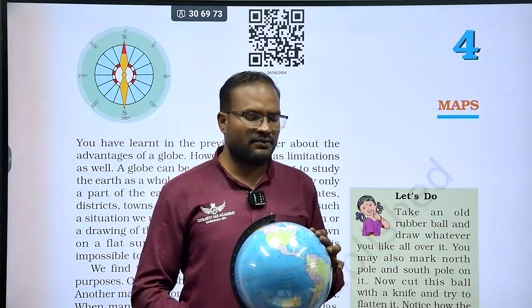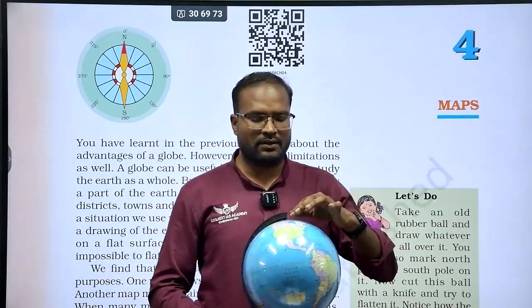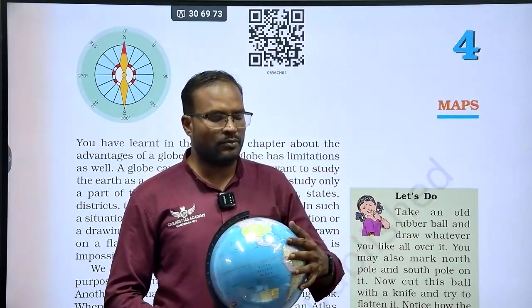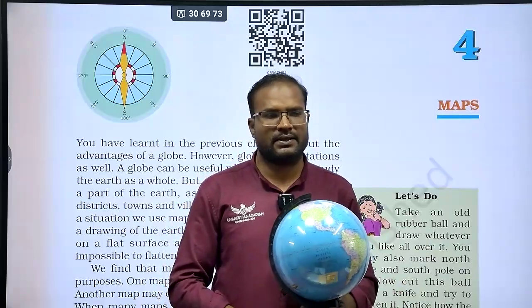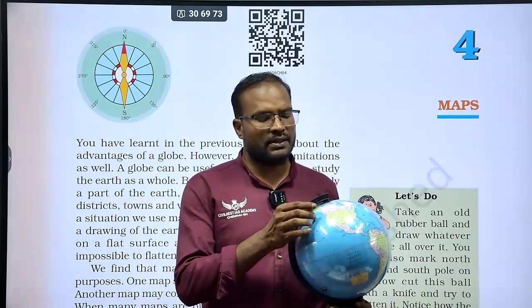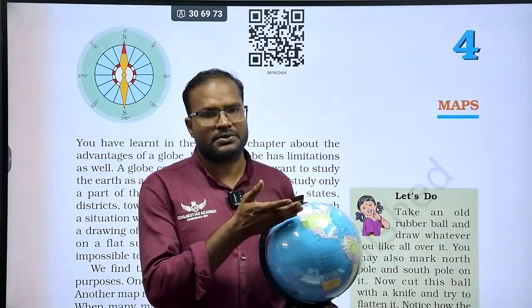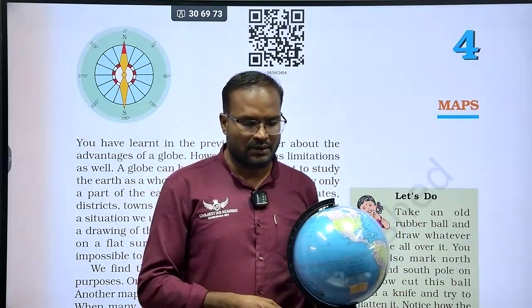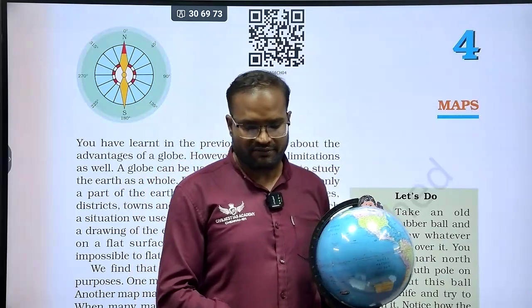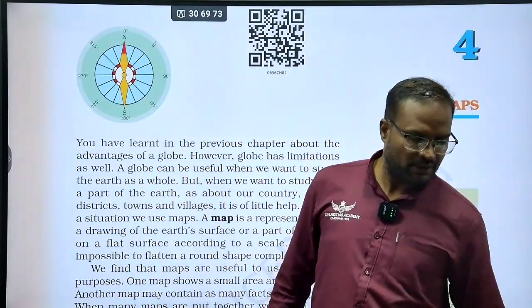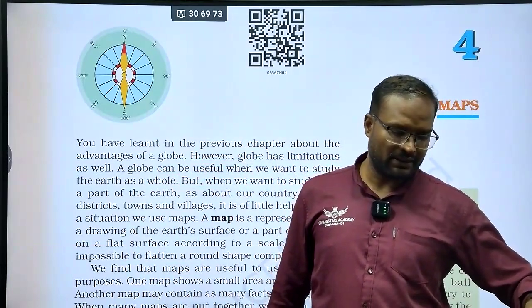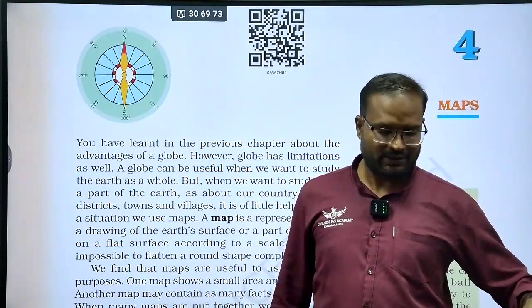For mapping purposes, when we divide the globe, we are making it into an A4 sheet size, that is, a rectangular size. So it needs some adjustment in the upper latitudes. That's what we are going to learn in the map section. Let the globe be here. Let the earth rotate.